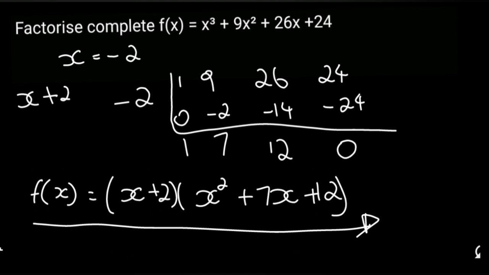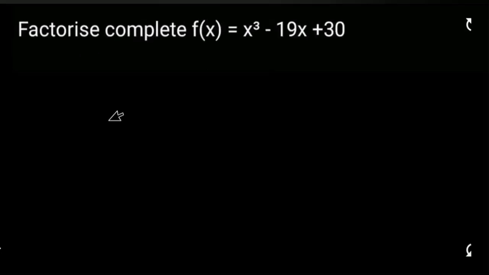Let us try another problem. The best way to learn and to grasp everything is to try a lot of problems. So I got 3 problems for you. Let us try another problem, the remaining 2 problems. So let us try this one. Factorize completely f of x equals x cubed minus 19x plus 30.